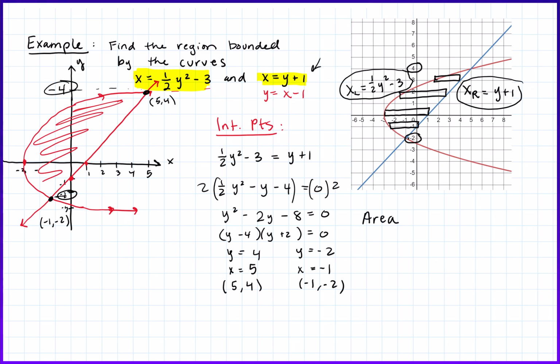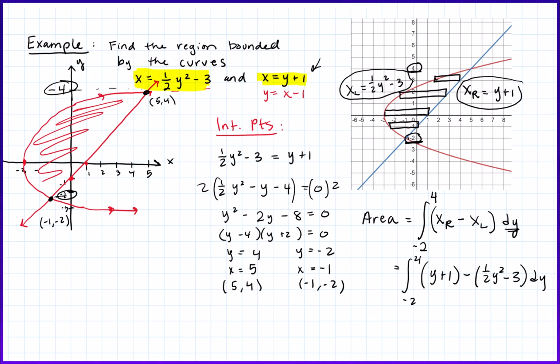So the area is going to be equal to the integral. I'm going to be calculating areas of rectangles from -2 to 4, or slicing this region up. From -2 to 4, I need to take the function on the right minus the function on the left, and I'm going to be integrating with respect to y, because it's easier in this case. So that area is the integral from -2 to 4 of the function on the right, the line, y plus 1, minus the function on the left, 1/2 y squared minus 3, with respect to y.